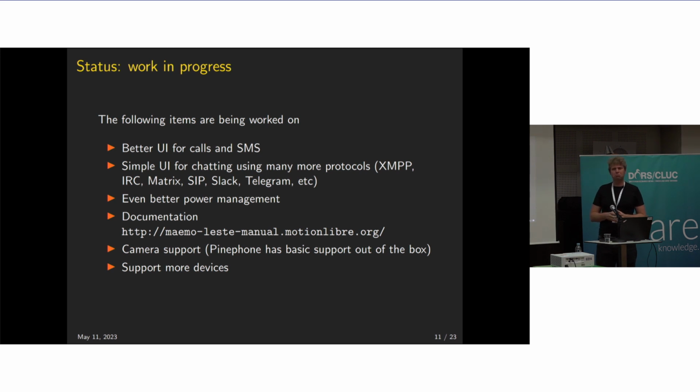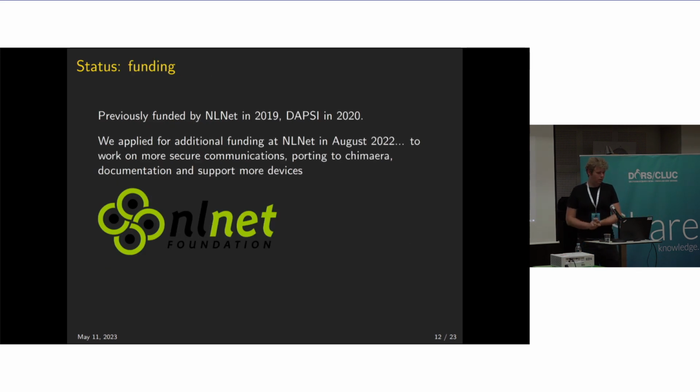Camera support is still lacking, so it only works on one of the phones that we support. And finally, we also want to support some more devices. We've had funding in the past that helped us really propel the effort forward by NLnet in 2019. They're a Dutch nonprofit, and by the DAPSI project, which is part of the Next Generation Internet European Union Fund. And last year we applied for more funding to work on some of the things I outlined previously, and we received it. So that was great, and we're hoping to sometime at the end of this year fulfill all the things that we said we would do.